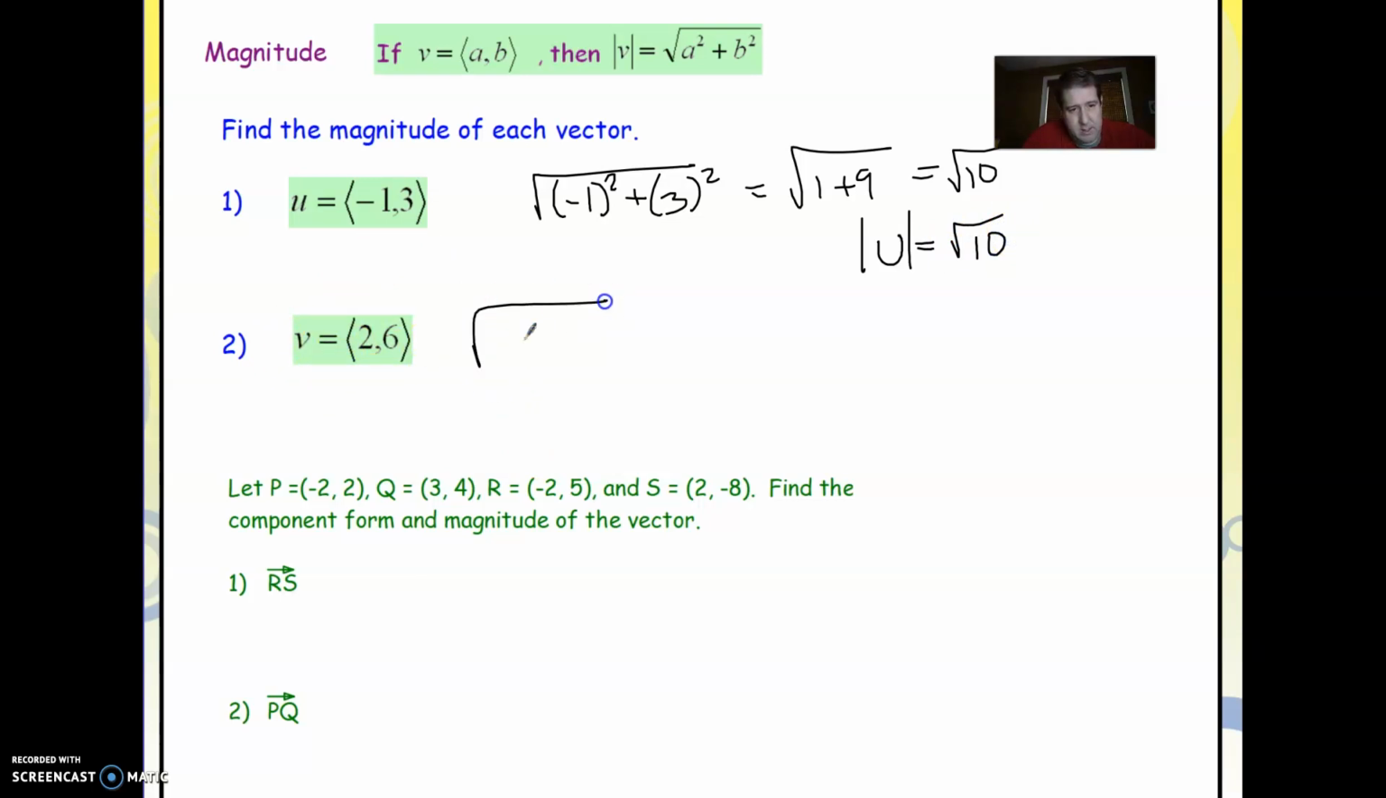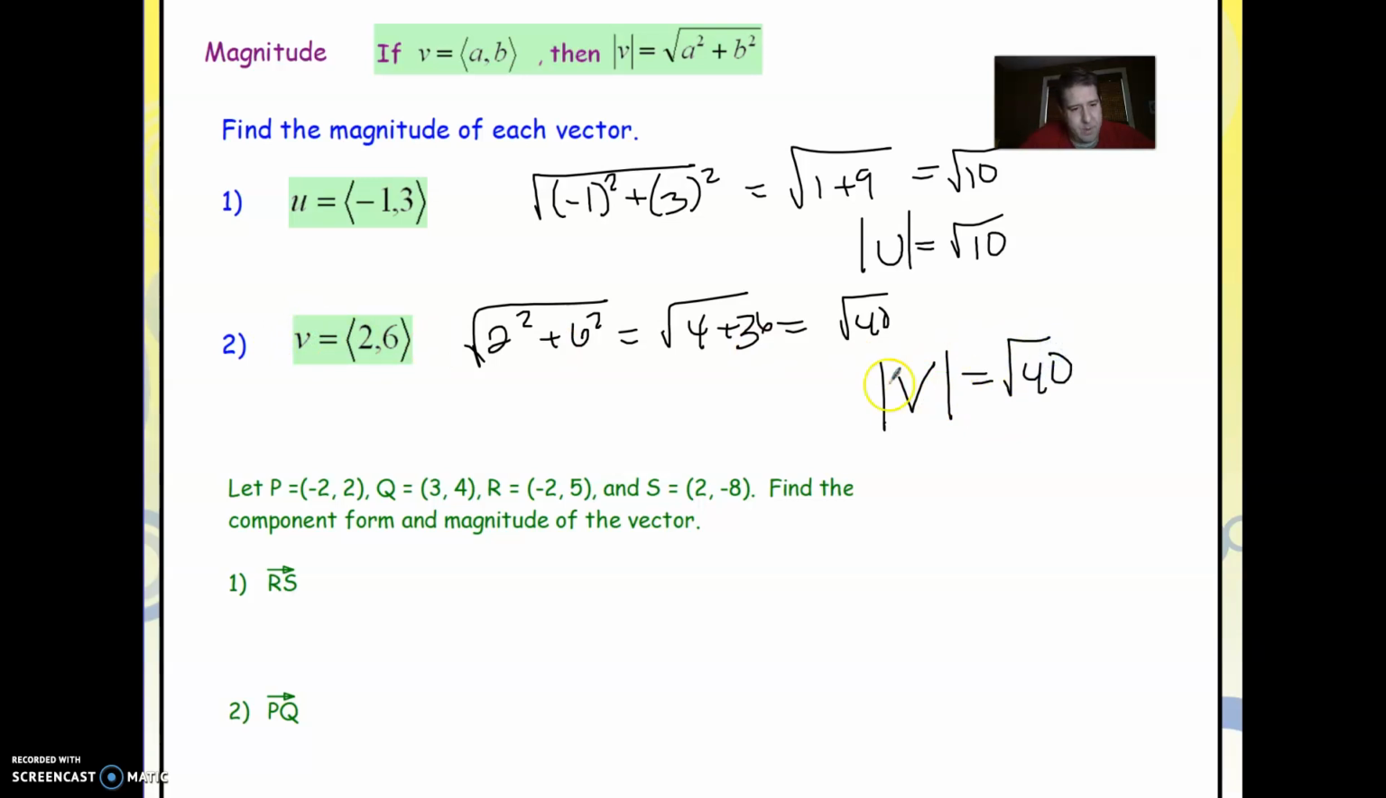Vector of 2, 6. So that's going to be the square root of 2 squared plus 6 squared, which equals the square root of 4 plus 36, which happens to be the square root of 40. So the magnitude of V, remember the 2 lines on both sides means magnitude. So if this is vector V, the magnitude of V is the square root of 40.